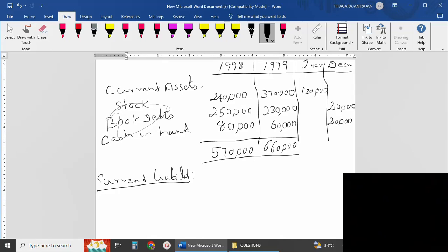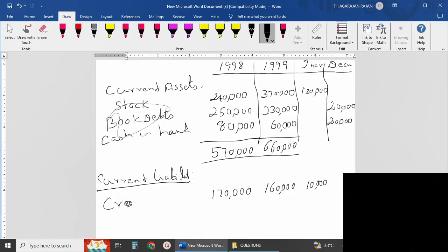Next, creditors for goods, that means sundry creditors. Sundry creditors were 1,70,000, and the next year 1,60,000. So the liability is decreased, and we should not mention it in the decrease column; it should be mentioned in the increase column. When an asset increases, show increase. When an asset decreases, show decrease. When a liability increases, show decrease. When a liability decreases, show increase. If any doubt, it will be cleared in the class.